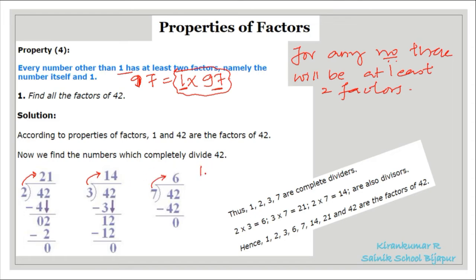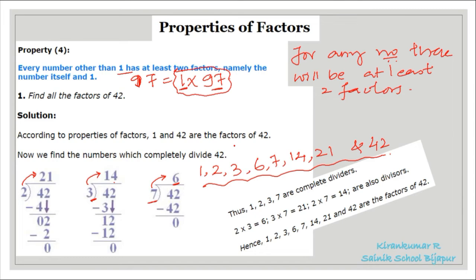So 1, 2, 3, 6, 7, 14, 21 and 42, the number itself. These are the factors of 42. This is how we can find the factors of a given number.